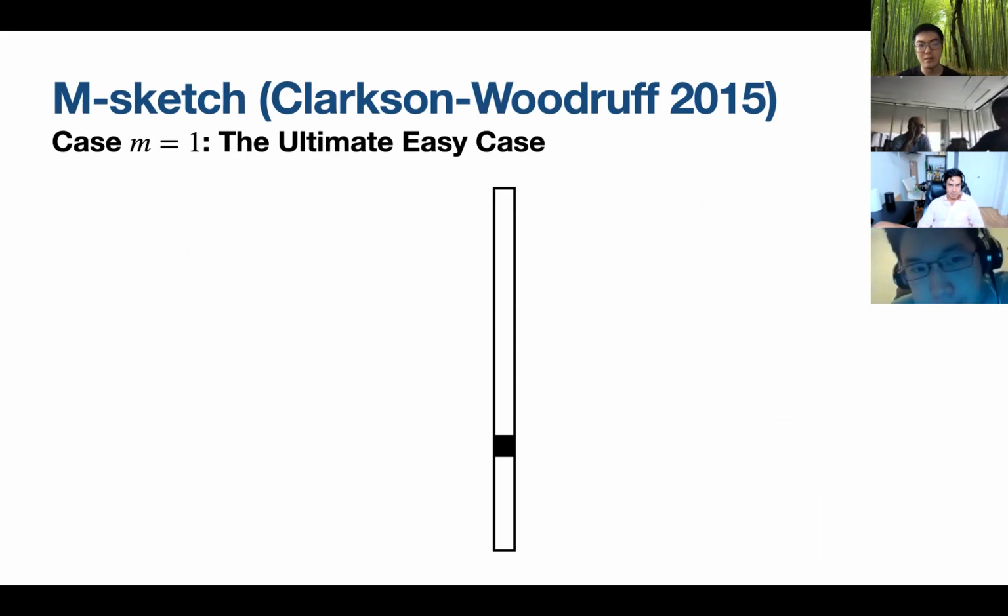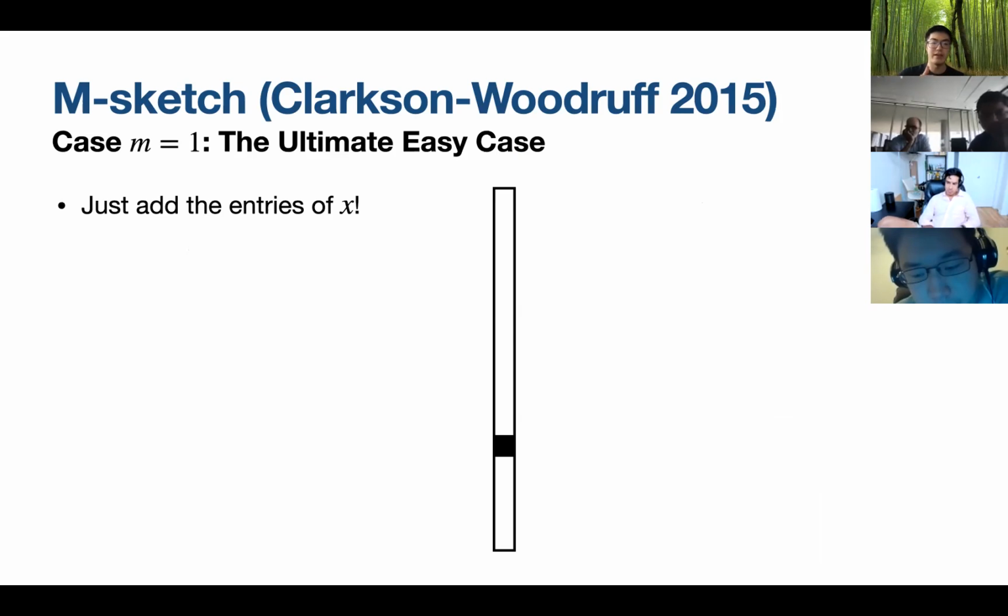So what should we do when M is just equal to 1? In this case, the algorithm should be pretty clear. What we want to do is just to add the entries of x. And it's fairly simple to see that if I just add all the entries of x and take the absolute value, then this will be equal to the L1 norm of this vector itself.